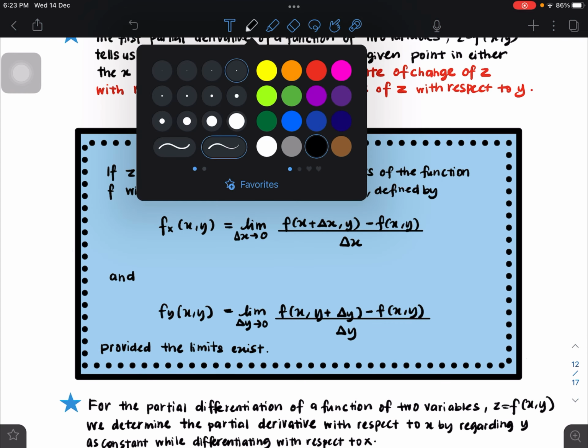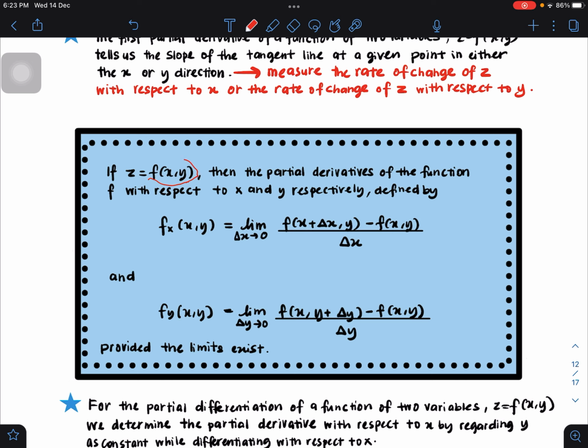If z is equal to a function of x and y, then the partial derivatives of the function f with respect to x and y respectively are defined by f_x(x,y) equal to the limit as delta x goes to 0 of f(x plus delta x, y) minus f(x,y) divided by delta x, and vice versa. But this is not really important, guys. Why? Please look thoroughly at this formula.